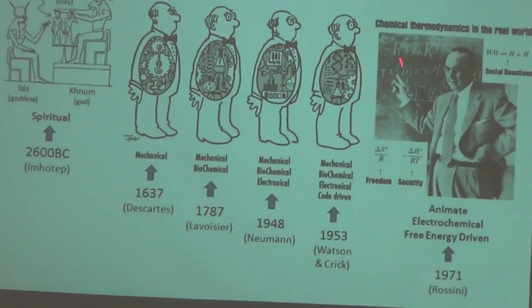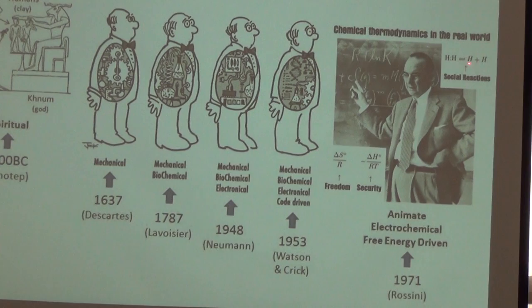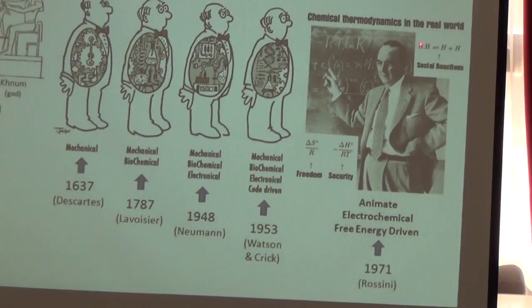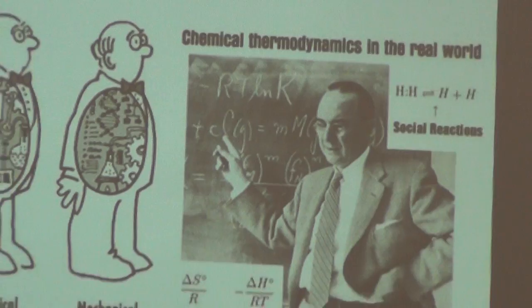Just an example Rossini gave to prove this is hydrogen reacting through an equilibrium reaction to form separate hydrogen atoms. This is the hydrogen molecule, and the double bond here is what's called a Lewis dot structure. You've got to understand that there is what's called bond energy stored in this bond. That bond energy comes from Fritz Haber. He's one of the biggest thermodynamicists of the early 20th century.